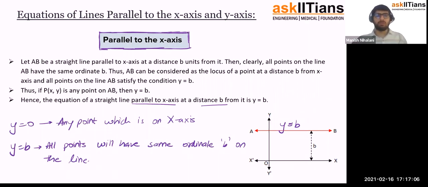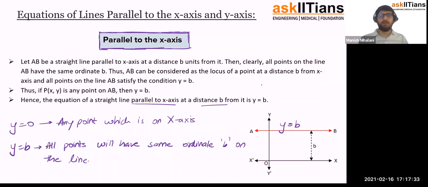So here also your b is a positive real number. Any equation which is parallel to x-axis is of the form y is equal to b, y is equal to k, where k, b or anything is just a positive number, right? If this distance would have been measured in the downward direction, then we would have said it is negative.